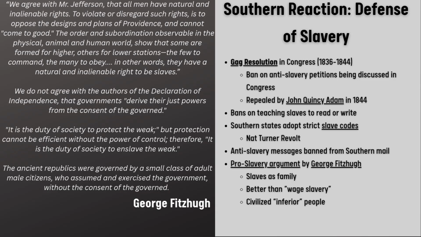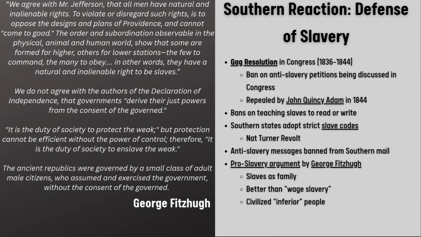Let's delve into the Southern reaction to the growing abolitionist movement. One significant aspect was the gag resolution, which from 1836 to 1844 effectively silenced all anti-slavery petitions in Congress. This was repealed by John Quincy Adams in 1844, marking a key moment in the fight against slavery.